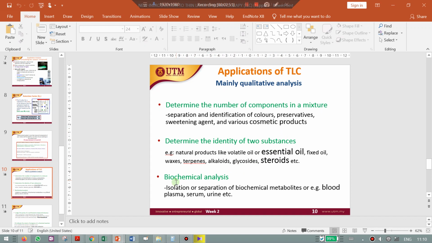And biochemical analysis, isolation and separation of biochemical metabolites, blood plasma, serum. For example, if you do biochemical analysis or toxicology analysis from your sample, and then you isolate your drug, you want to see the same drug, same enzymes, and so on. Itu antara contoh application of TLC.